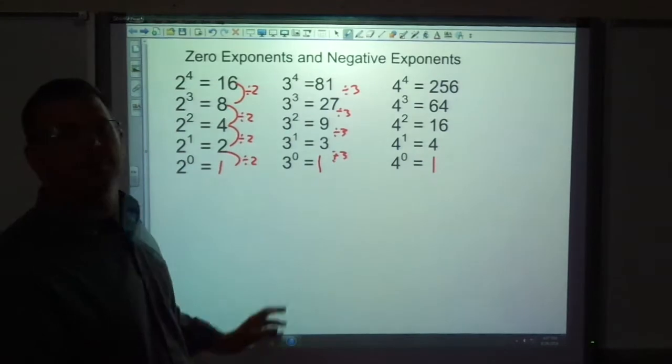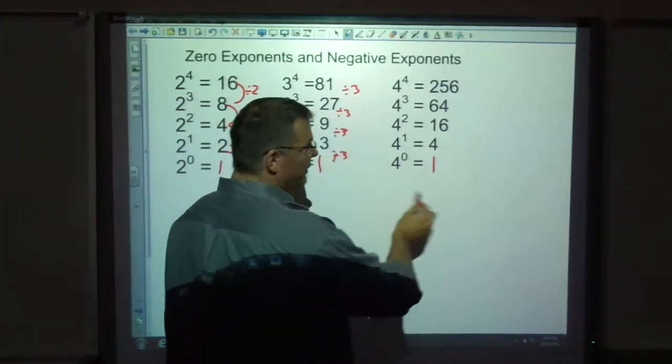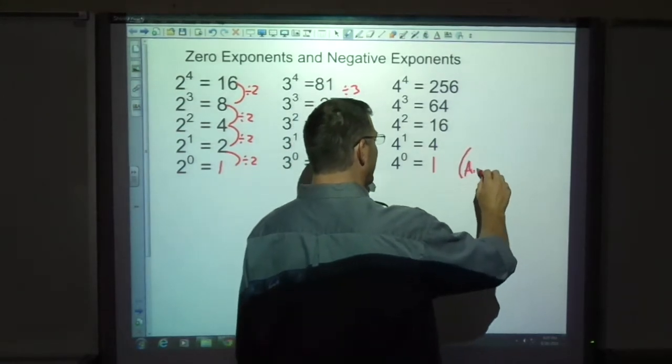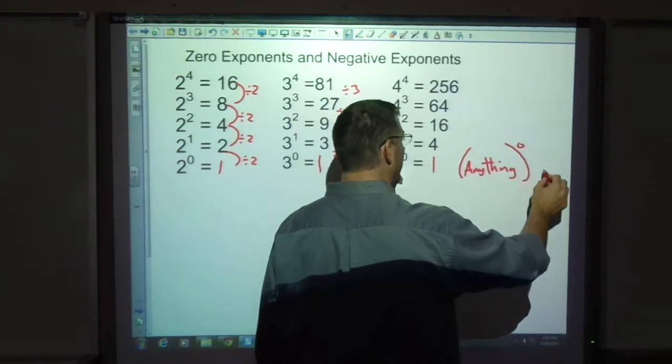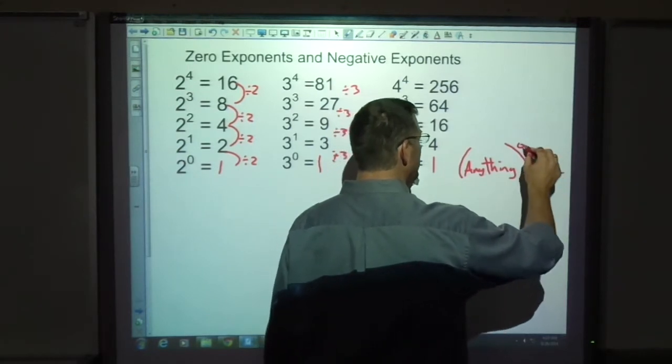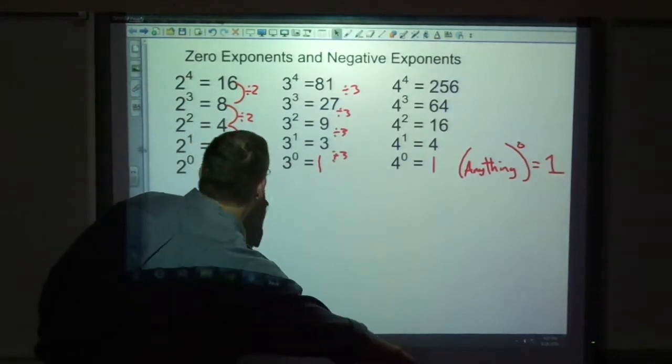This pattern will happen no matter what, even if I keep going on to really big numbers. And what it shows is that really if I have anything to the 0 power, it will always be equal to 1. Now let's keep going. Okay?